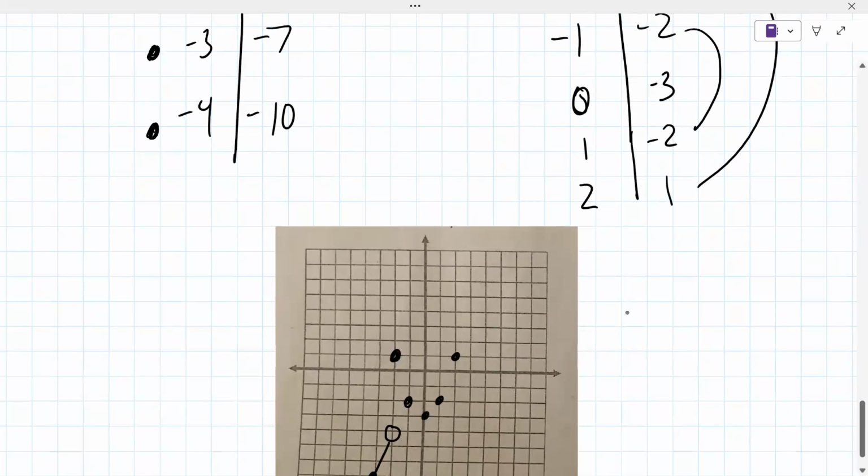What you have to be really careful of here is that it only goes to the right. You don't keep going up this way. This is a break point.